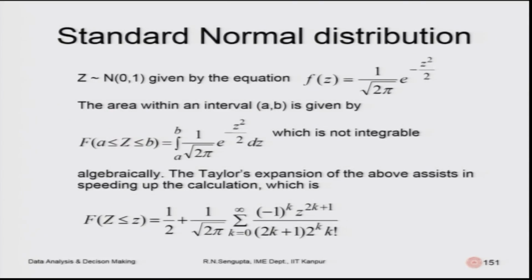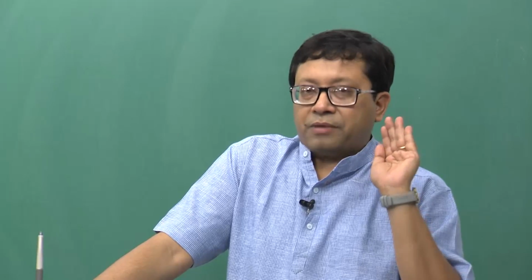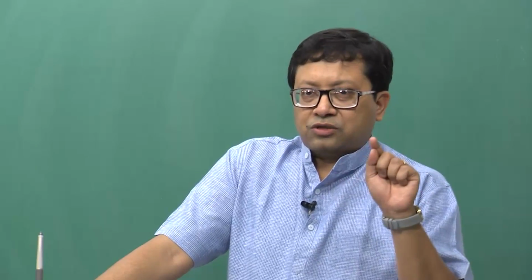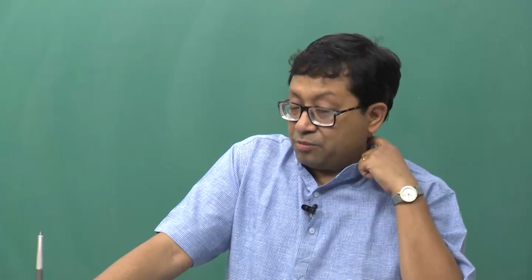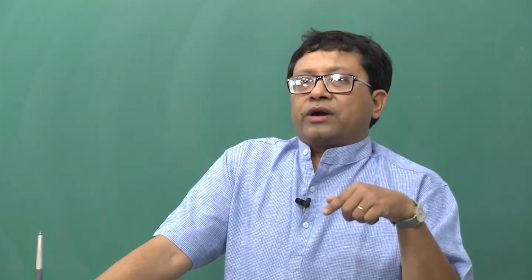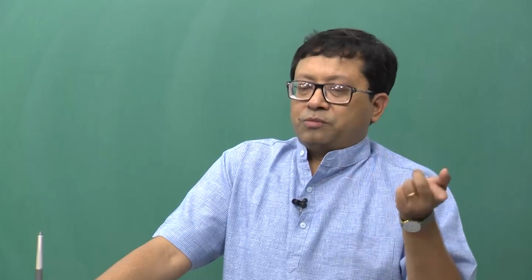So, the standard normal distribution has a mean value of 0 and variance of 1, and is given by the equation f of z equals 1 by square root of 2 pi, because sigma is 1. So, obviously, it would not be there, and in the numerator what you had in the actual normal distribution is e to the power minus (x minus mu) whole square by 2 sigma square. Mu is 0, so in that case it will be z square, and in the denominator you had 2 sigma square. Sigma is 1, so it will be 2.